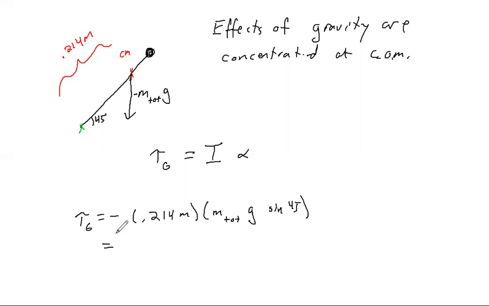And if I plug in numbers here, remember the total mass was 7. So that's just 0.214 times 7 times 9.81 times the sine of 45. And that gives me a torque of 10.4 Newton meters. Okay, so we've handled the torque part of this. To solve for alpha, we need to know the moment of inertia as it rotates about this point. So let's find that next.